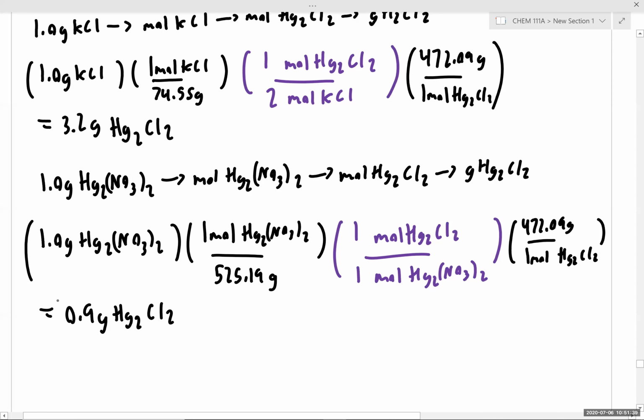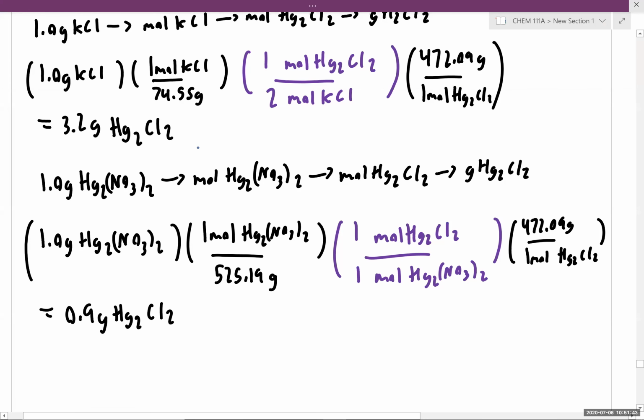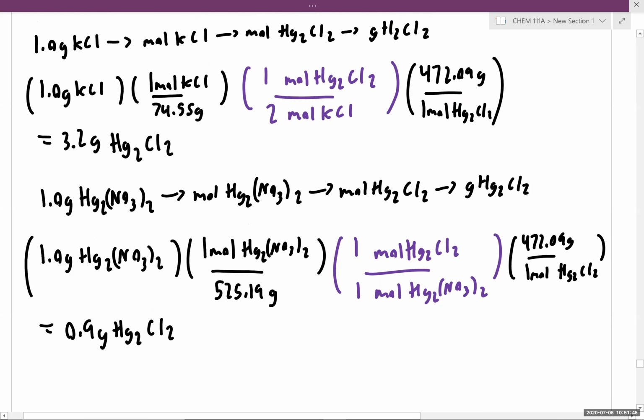So comparing, which reactant is limiting? Potassium chloride or mercury 1 nitrate? What reactant is limiting in this example? The mercury 1 nitrate. Yep, exactly right. So we actually only generate 0.9 grams of mercury 1 chloride because mercury 1 nitrate is used up first. It's our limiting reactant and it limits the amount of product generated.